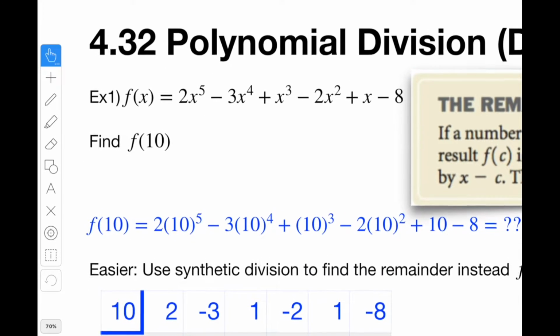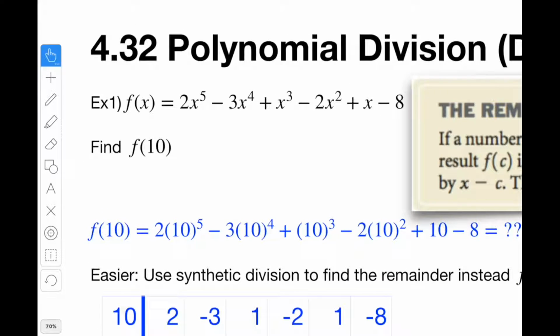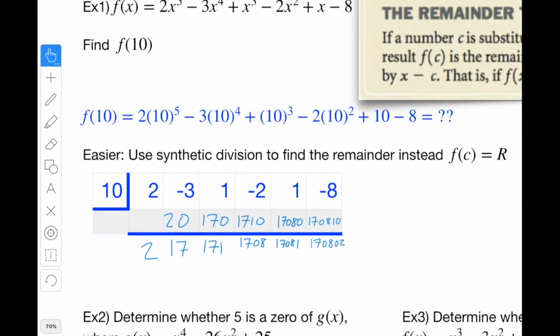You could do it like you normally would. f of 10 is equal to, my goodness, 2 times 10 to the 5th minus 3 times 10 to the 4th plus 10 to the 3rd minus all that. Who knows what that is? It'd take a while to figure it out. But there's an easier method. You can use synthetic division.